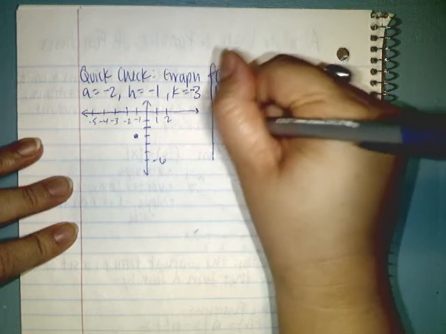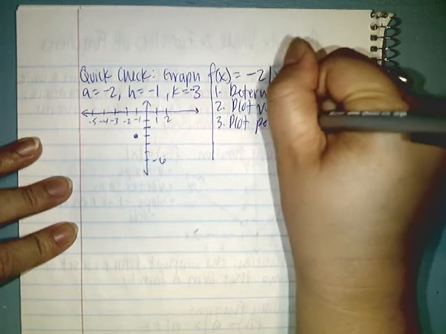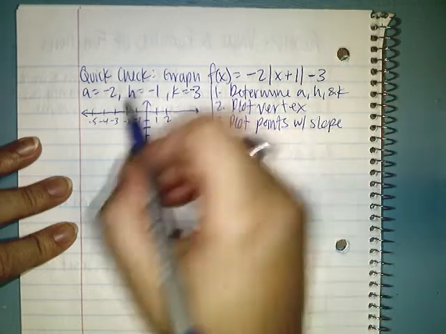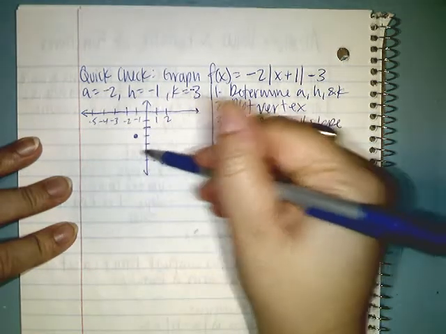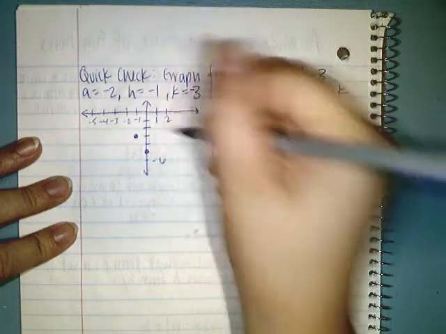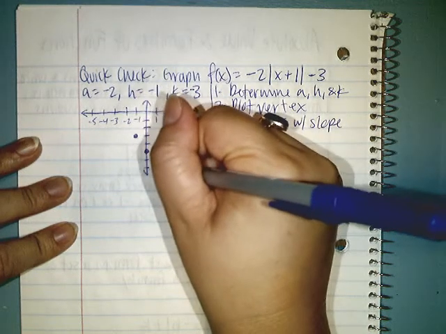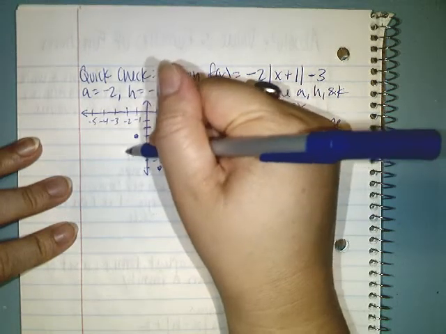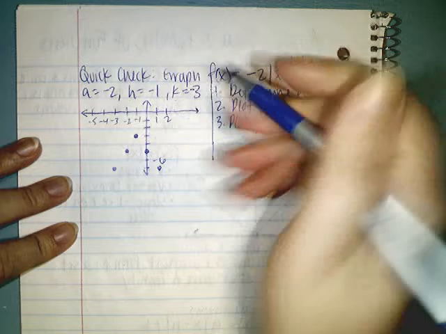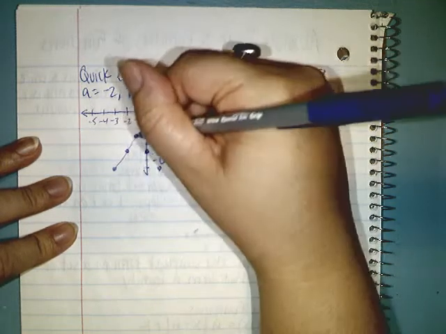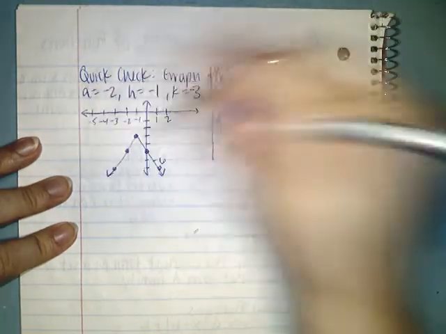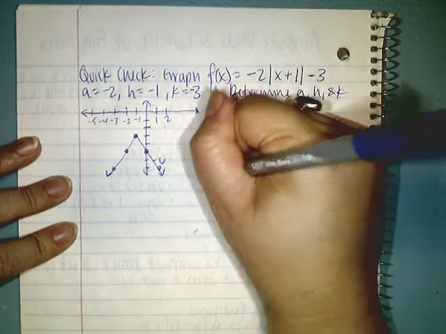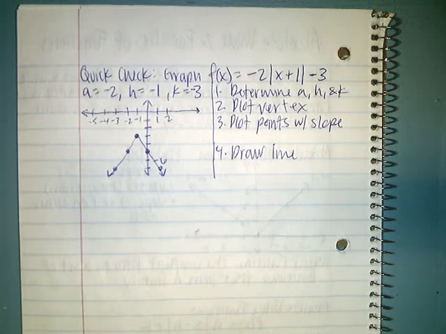Now I'm going to plot points using my slope. So this time my slope is -2. So I'm going down 2 over 1 because my slope always tells me what's going on the right side. And I go down 2 over 1 again. And then I'll do my mirror image on the other side. So down 2 over 1 this way, down 2 over 1 this way to make the mirror image. Connect my dots, and I have my graph. So I've successfully graphed that absolute value function.